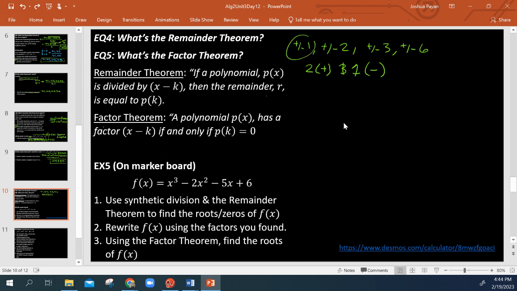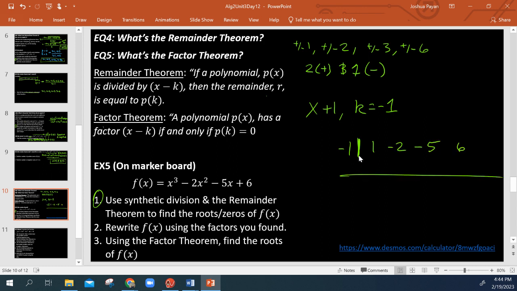I always like to start with the ones. Looking at this one, it just feels like x plus 1 will be a factor. And if x plus 1 is a factor, we're going to say that k is therefore equal to negative 1. Remember, this is counterintuitive, and this goes back to what we were talking about with synthetic division. We're dividing in the form x minus k. So if k is negative 1, I'm going to put my bar here, and my coefficients, 1, negative 2, negative 5, and 6. First step is to always bring that first number down.